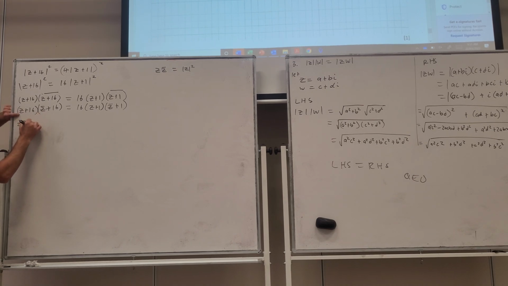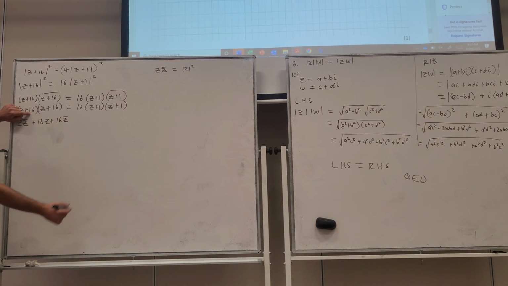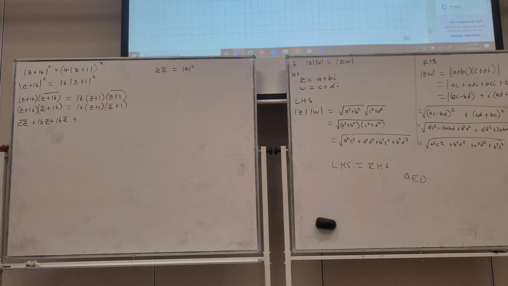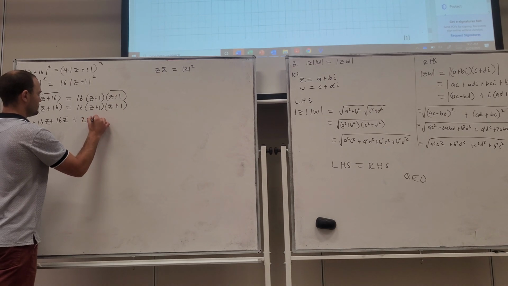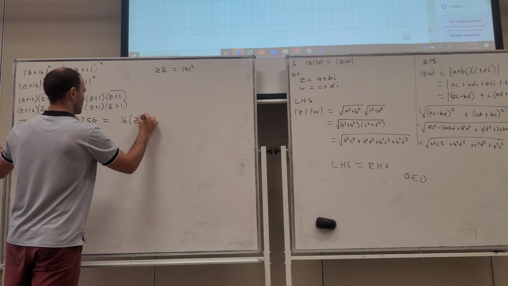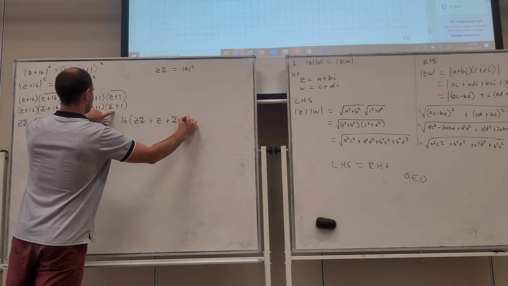Okay, then we're going to perform this expansion. So we're going to have z times the conjugate of z, plus 16 times z, plus 16 times the conjugate of z, plus 16 squared. What's that? 16 squared, 256. Yeah. Sounds good. Then on the other side, z z-bar plus z plus z-bar plus 1.